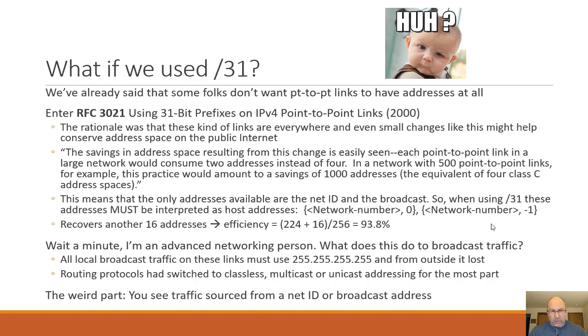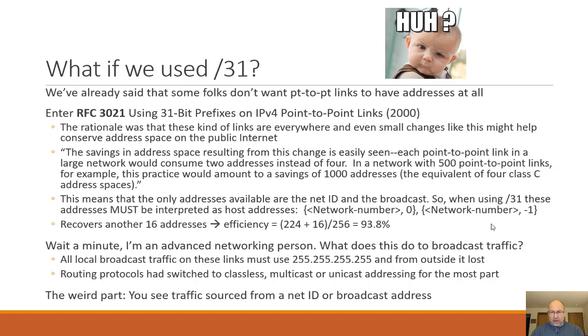And so here's the way that it works. RFC 3021 says, if the links are everywhere, right? And you say, well, what's the big deal about conserving just 2 more addresses? Well, the example that they give in the RFC is that if there are 500 point-to-point links, you just saved 1,000 addresses, which is equivalent to 4 Class C. So it actually becomes a substantial amount of savings.